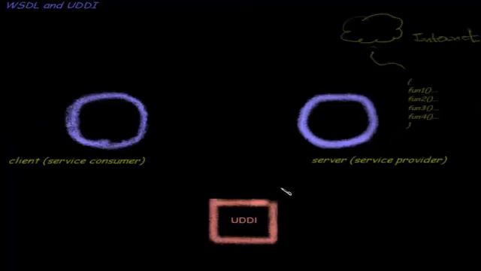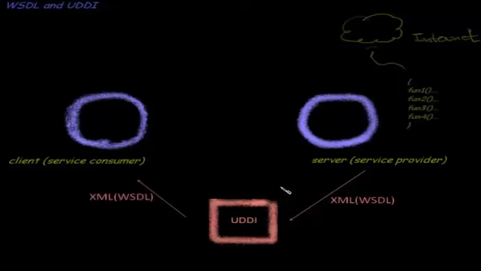To draw the conclusion, this is what we saw. The service provider will provide the WSDL file to UDDI. The client will get this file from UDDI, and then with the help of WSDL, the client is able to access the web service.